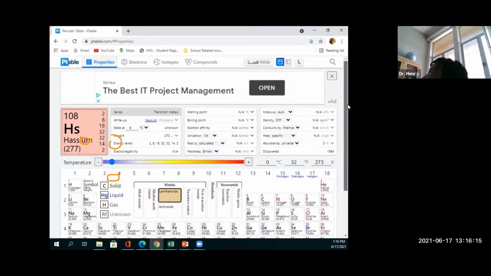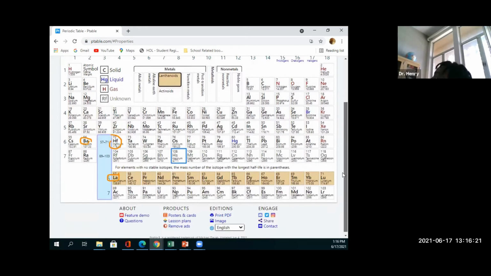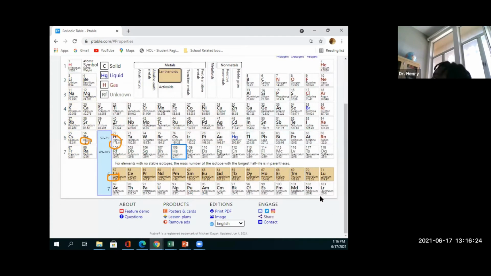I didn't say that they were perfect. They're not noble gases. What are they? What are these guys down here?